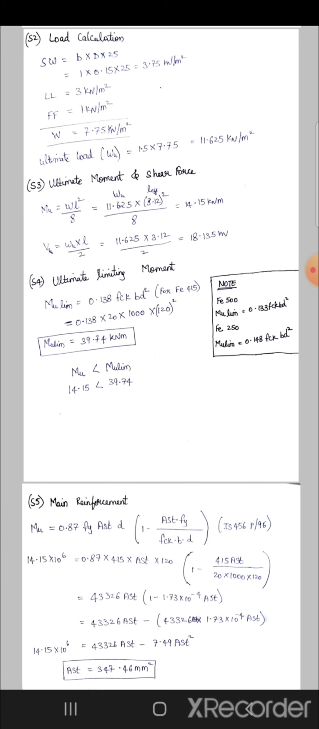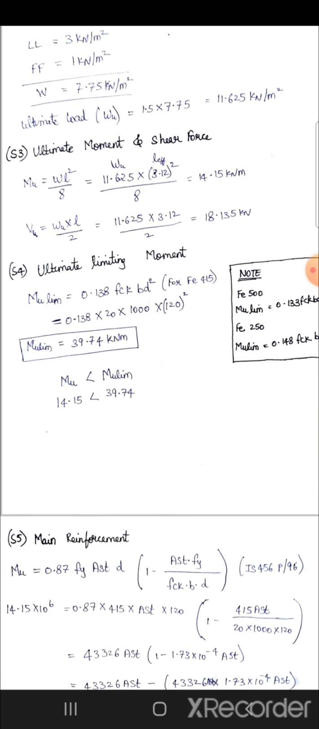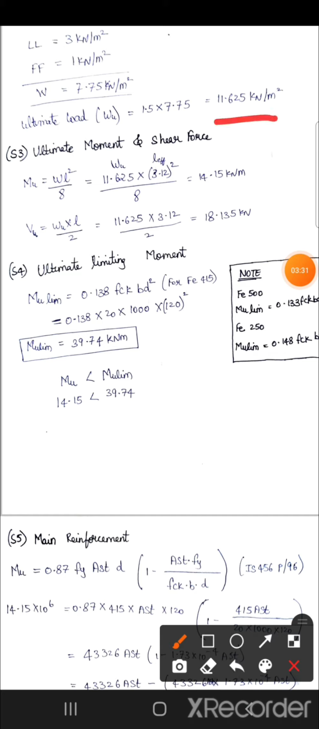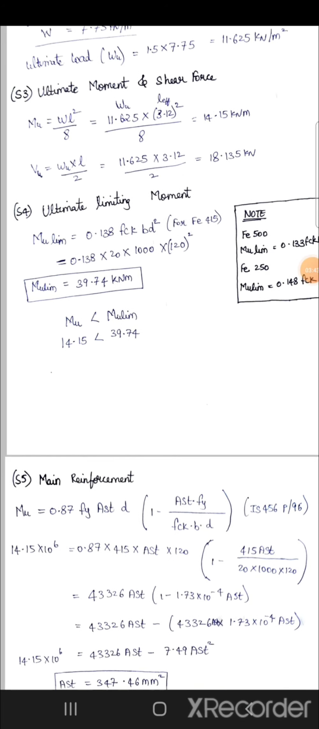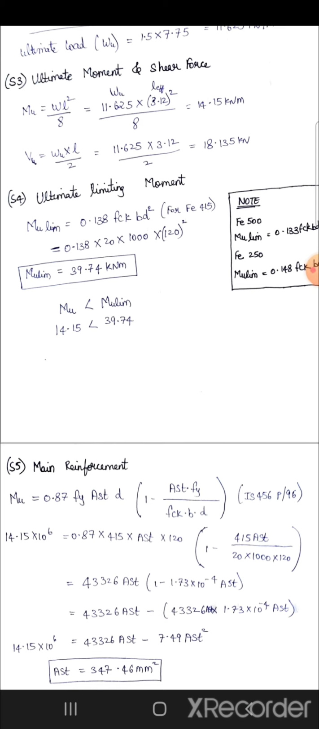Next step is ultimate moment and shear force. Ultimate moment formula is WU into effective span by 8. WU is 11.625. Effective span square is 3.12 square by 8. Answer is 14.15 kN meter. Next is ultimate shear force. Formula is ultimate load into effective span by 2. Answer is 18.135 kN.